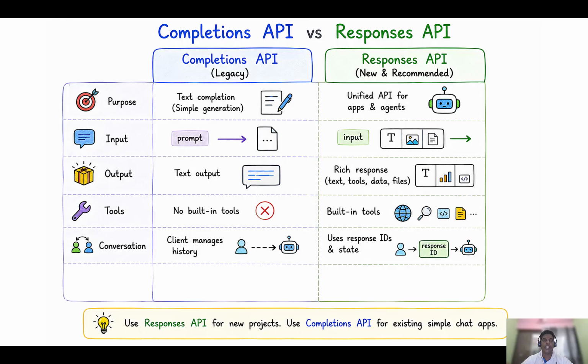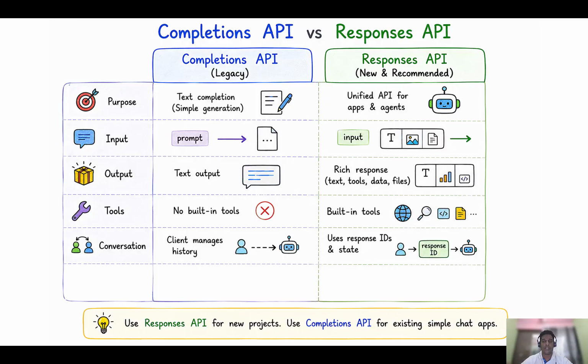And for conversation management, we usually manage the conversation history. So when you use the completions API, it is the responsibility of the client application to manage or maintain the conversation history or conversation context. So when you send a new message, you have to attach the new message with the array of history messages.